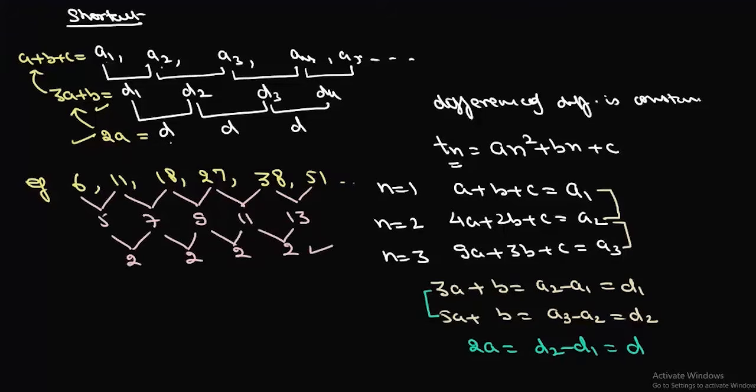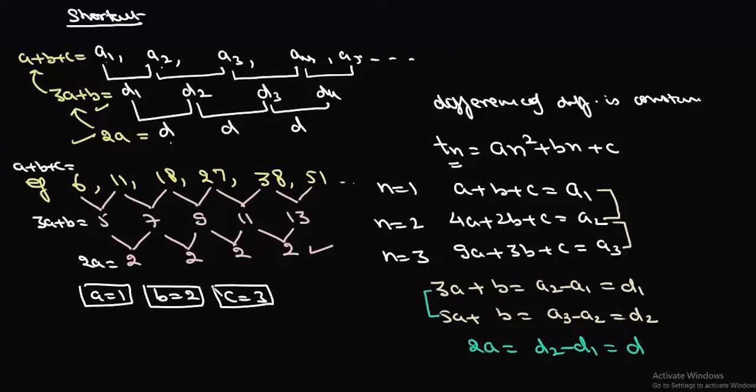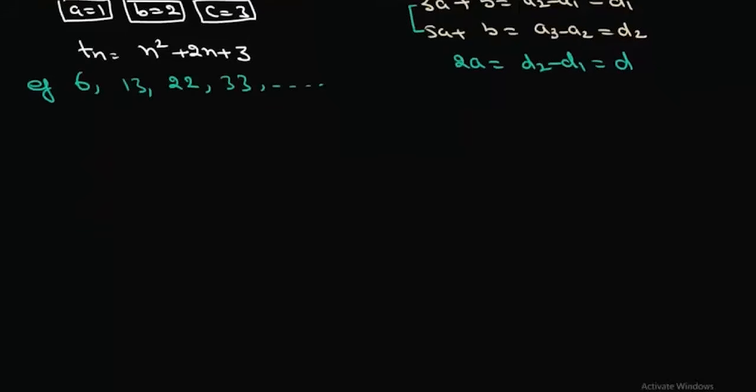Now we'll use the shortcut directly. This is 2a, this is 3a plus b, and this is a plus b plus c. Now clearly a is 1, and if we put a as 1 here, we'll get b as 2, and if we put a and b as 1 and 2, then the value of c is 3. So the nth term of the sequence will be simply n square plus 2n plus 3. Let us take another example.